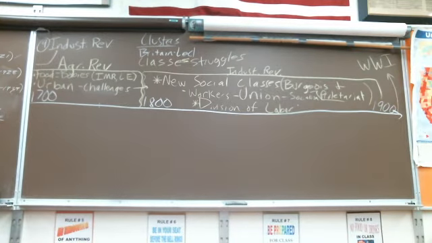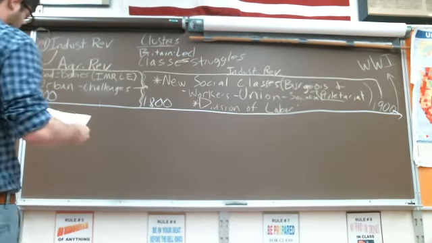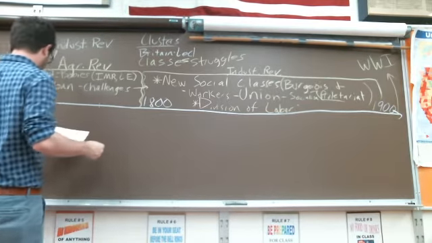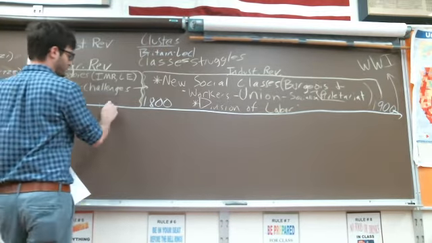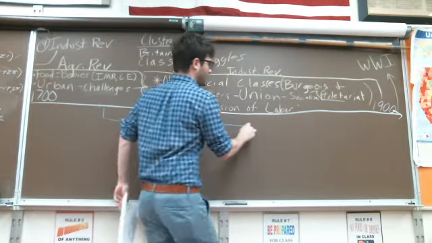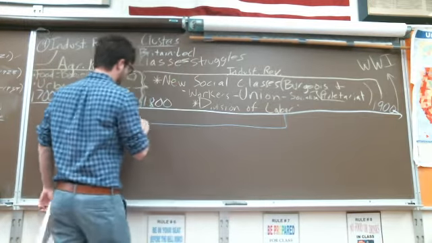New social classes, new way of dividing wealth. In the Industrial Revolution, the rich get richer, the poor get poorer. Now, this is mostly led, as I said, by Britain.